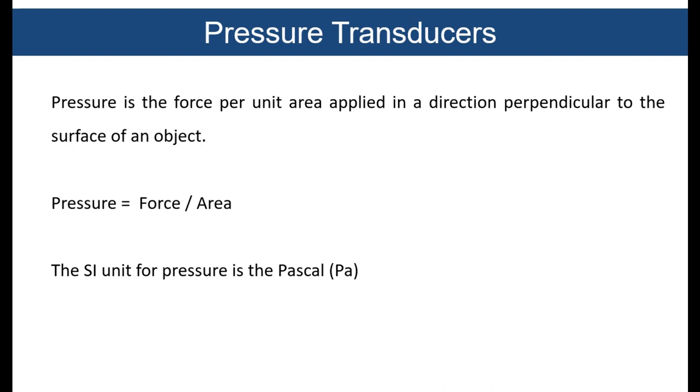Pressure transducers. For understanding this type of transducer, we should know the basic definition of pressure. Pressure is force per unit area applied in a direction perpendicular to the surface of an object. Formally, we can say that pressure equals force upon area. The SI unit for pressure is Pascal. And we can clearly see that pressure is directly proportional to the force and inversely proportional to the area.